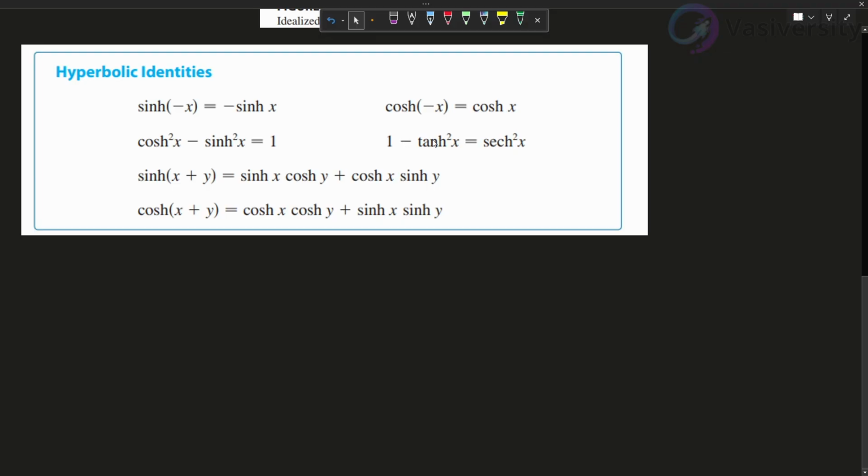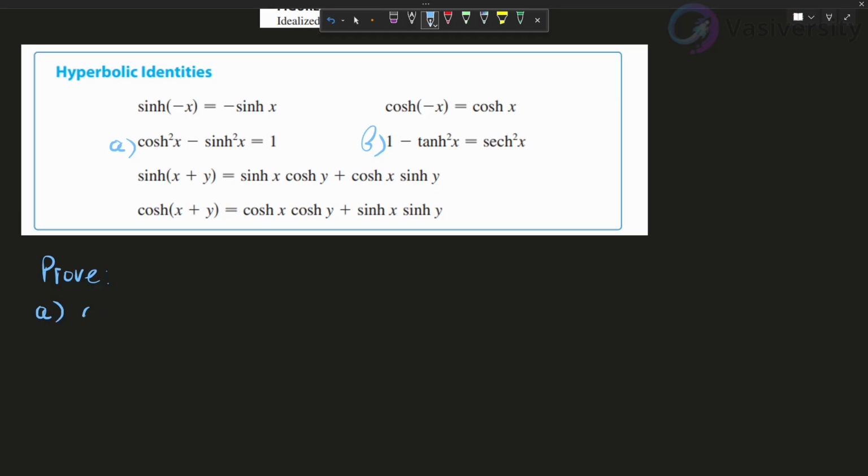And then from there, we can develop something like this: 1 minus hyperbolic tangent squared is equal to hyperbolic secant squared. Okay? So let's go ahead and prove some of them. Right? So proof. Let's take a look. Let's call this one A, and of course, let's call this one B. Okay. So I'm going to prove A.